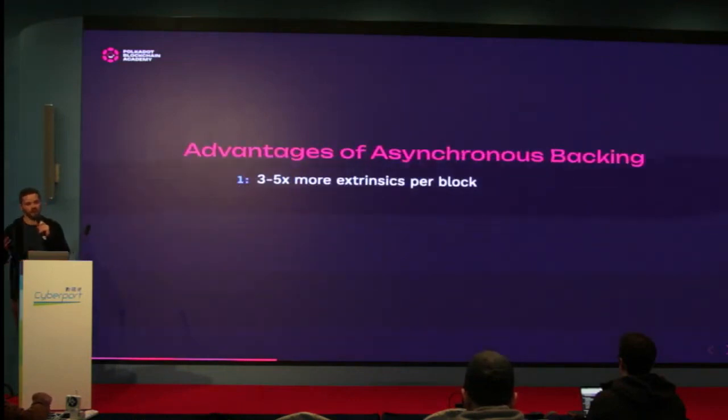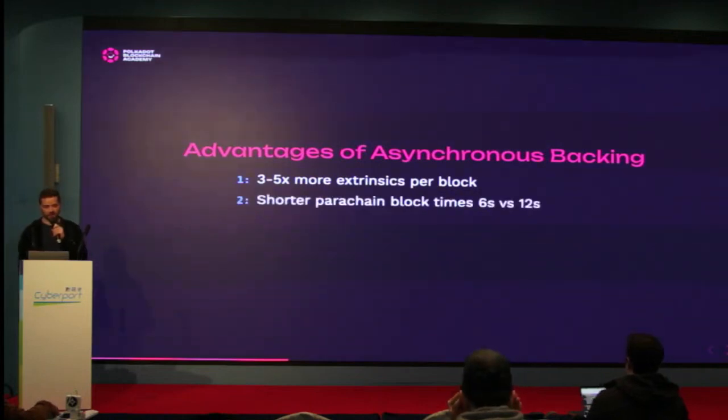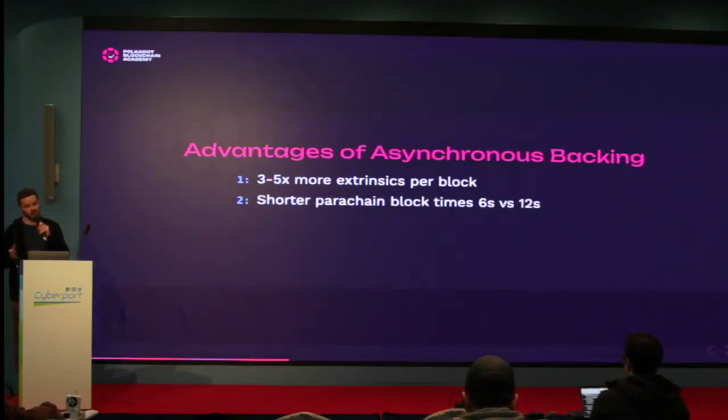Why should we care about this? It allows us to get 3 to 5 times more extrinsics per block. And that's because collators have more time in which to fill each block. So rather than about half a second to fill a block with transactions, collators have 2 seconds to fill each block. And then we get shorter parachain block times. We get 6-second parachain blocks rather than 12-second parachain blocks.